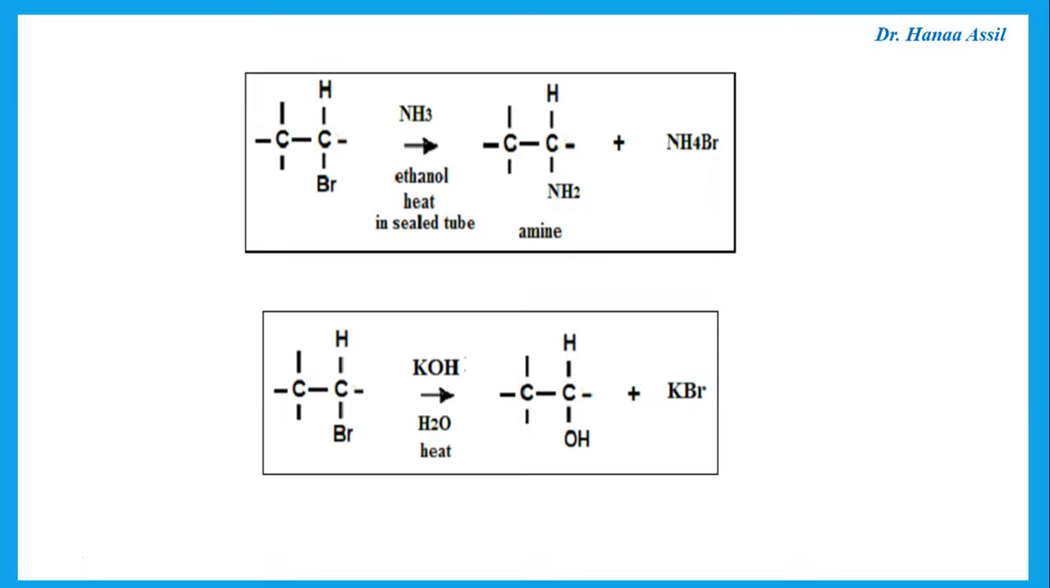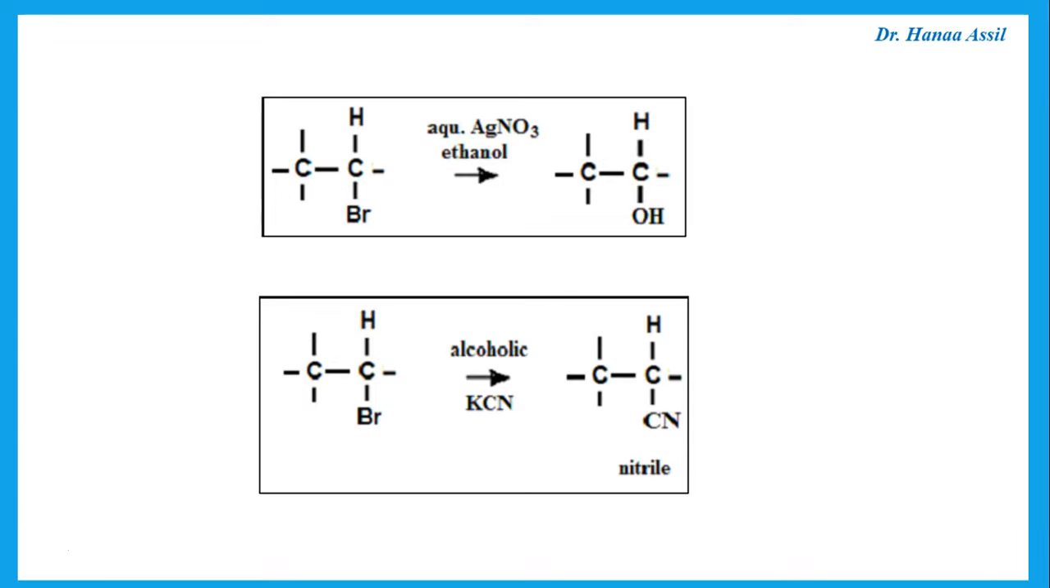So if I'm starting with an alkyl halide, I want to change it into an amine. I add ammonia, ethanol, heat in a sealed tube. This changes the alkyl halide to an amine. If I want to get an alcohol from an alkyl halide, then I react with aqueous potassium hydroxide and heat. Or aqueous silver nitrate in ethanol would also change the alkyl halide into an alcohol.